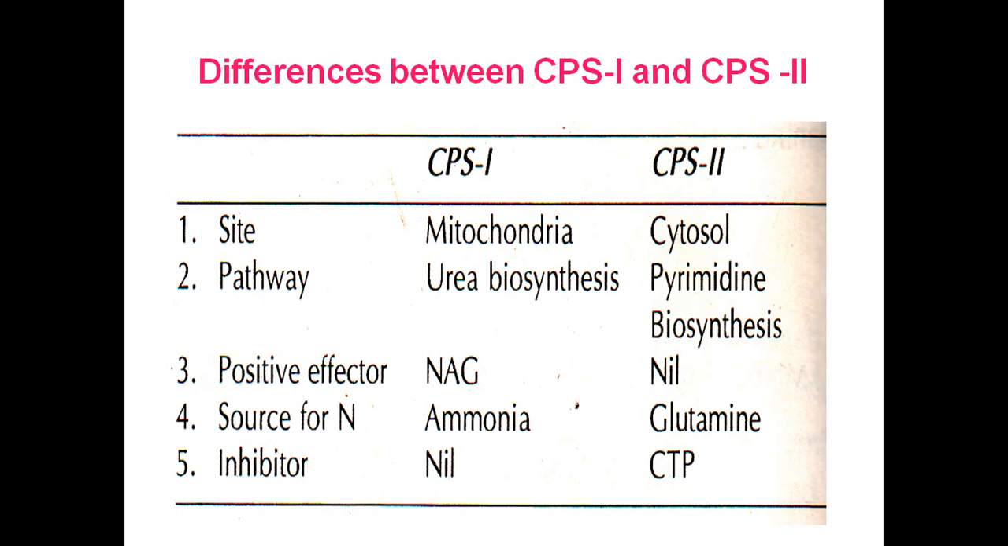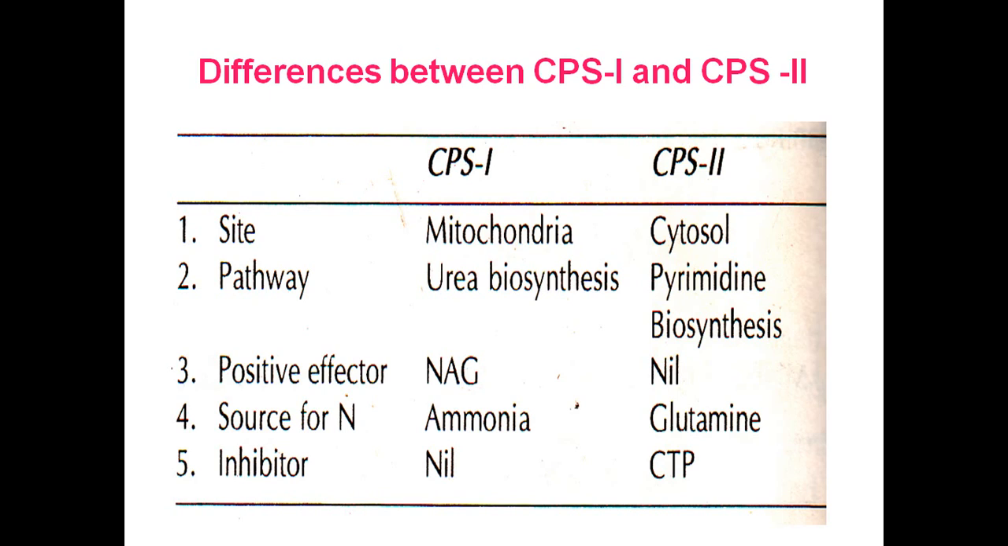I told you the first step of the urea cycle is the condensation of 2 molecules of ammonia and 2 molecules of carbon dioxide into the formation of a compound called carbamyl phosphate. This reaction takes place by the enzyme carbamyl phosphate synthase 1. There is another enzyme called carbamyl phosphate synthase 2. CPS1 is present in the mitochondria, whereas CPS2 is present in the cytosol. CPS1 is associated with the urea cycle, whereas CPS2 is associated with pyrimidine biosynthesis. I have told you about the de novo synthesis of pyrimidines.